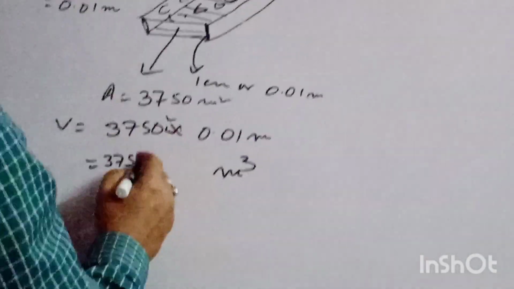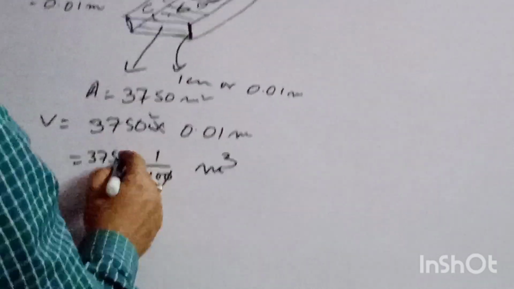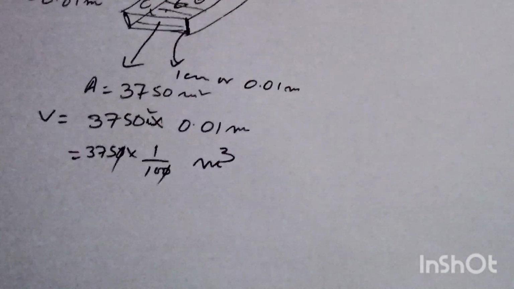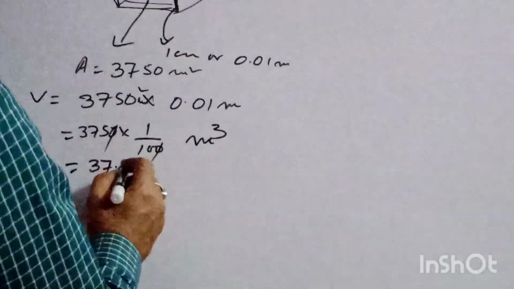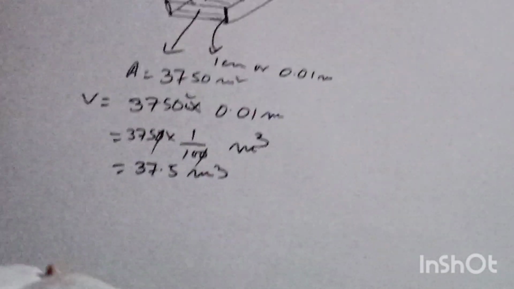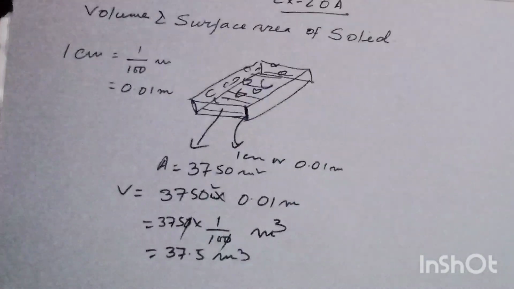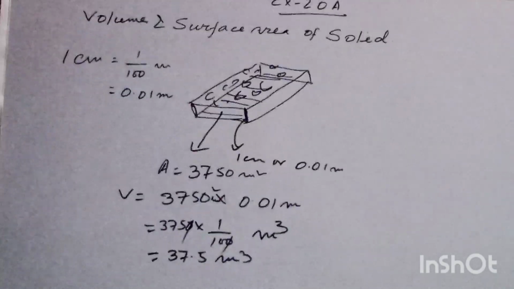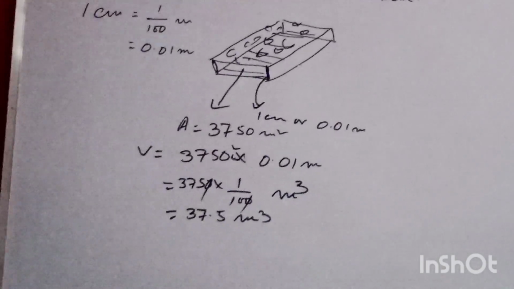Now we can calculate this: 3750 into 1 by 100. This 0 is cancelled out. So the volume is 37.5 cubic meter. And it is said that the cost of graveling is rupees 6.40 per cubic meter, so we have to multiply this with this volume.